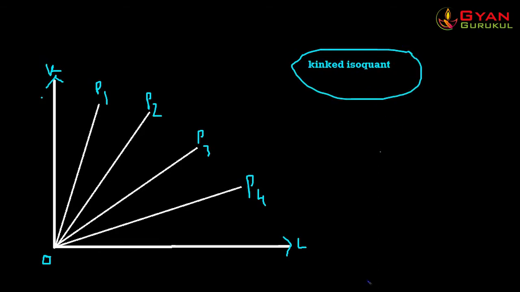Now this is a more realistic form of isoquant that believes that there is only a limited substitutability between the two factors of production. Now what do you mean by limited substitutability? It means that there are only certain specific combinations of labor and capital that would give the producer a specific amount of output.